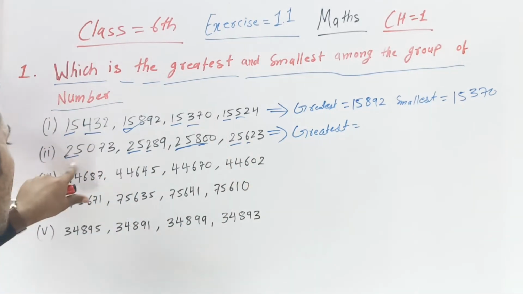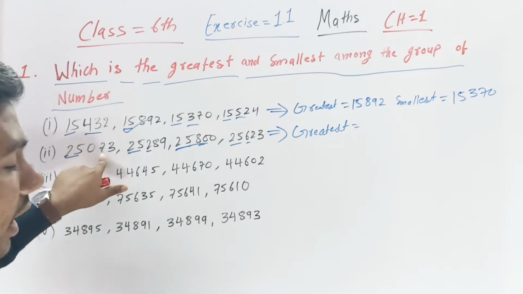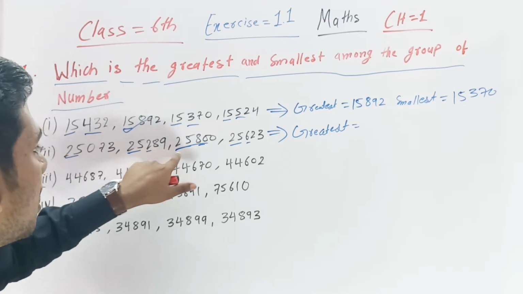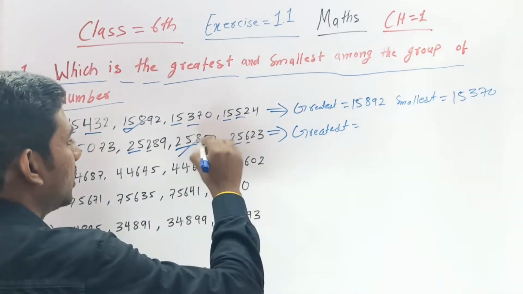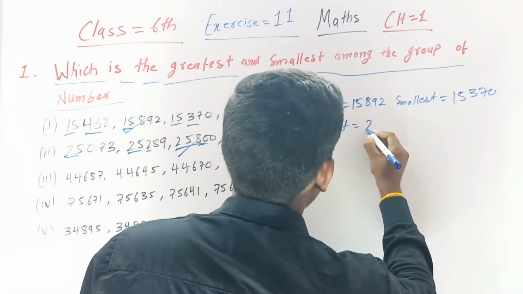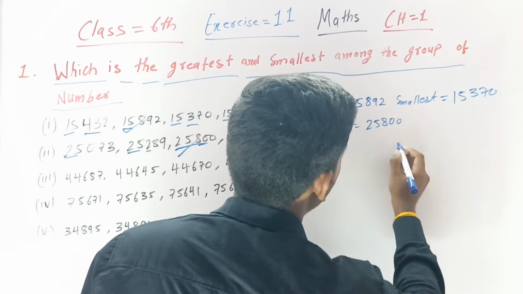See, 25,073, okay, here 25,289, 25,800, 25,623. Which is greater? This one. So right here, 25,800 is the greater one.